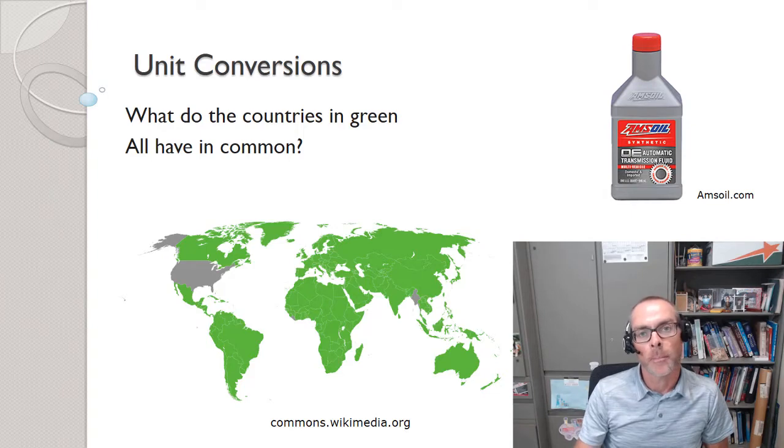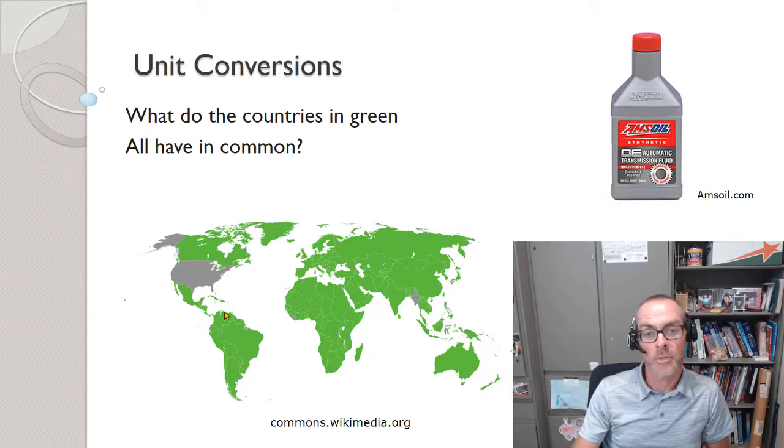So take a look at the map on your screen, and you'll see that just about every country in the world is shown in green, but there's a few that are shown in gray. What do you suppose all the countries that are in green have in common? You probably would guess, most people do, that those are the countries that use the metric system, and that's largely true, but the green countries are the countries that have officially adopted the metric system.